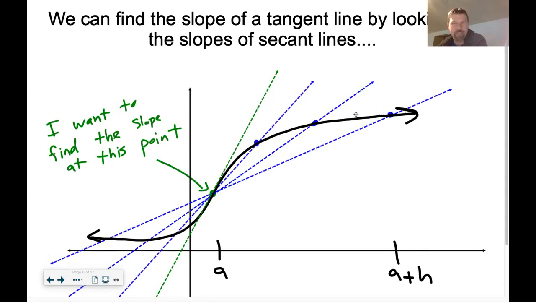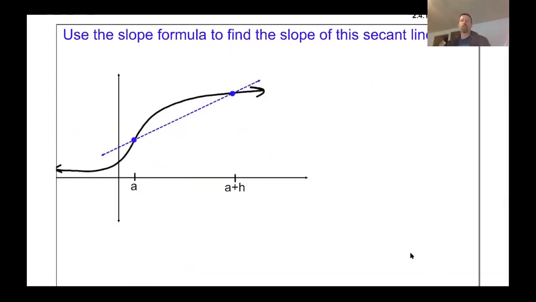And if I take this point and bring it closer and closer to being at that point, the slopes of these consecutive secant lines will get closer and closer to being the slope of that tangent line. This is that idea of limits that we've been talking about over and over again. So we're actually going to use a limit function to find that.